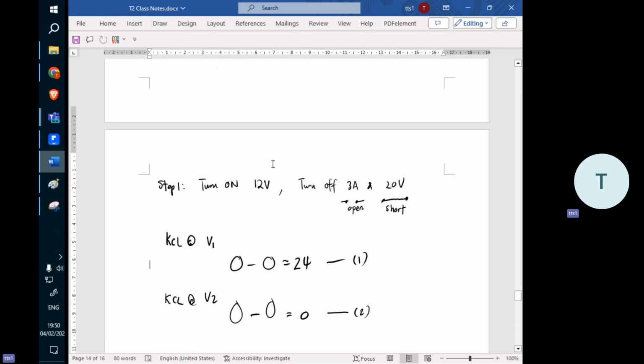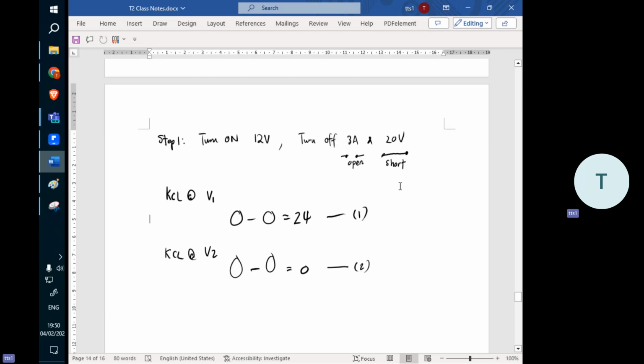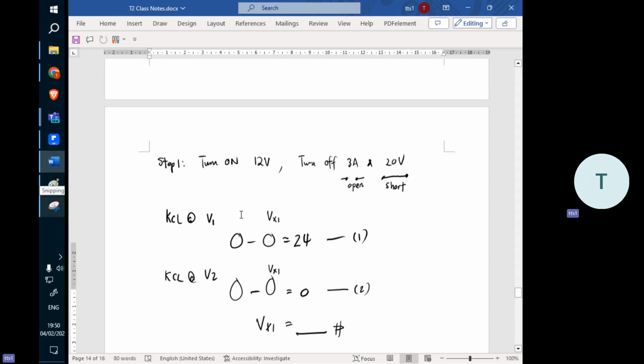And then inside this equation, we have the Vx1. Inside this equation, we also have Vx1. And after you solve for the unknowns, you will find that Vx1 is equal to the first value you find. After you've done these two steps, you'll find the first Vx value.